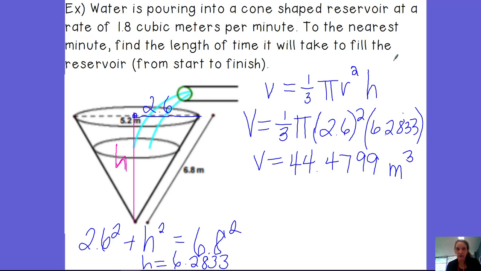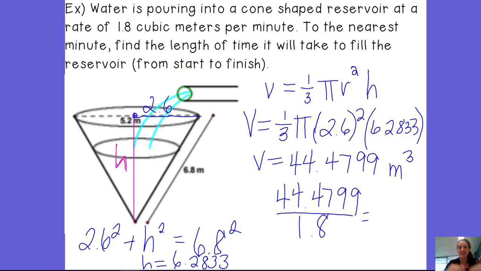So now I know that it's going to take 1 minute to fill up 1.8 cubic meters of water. So I can take the total amount of water and divide it by the rate. So I'm going to take the volume and divide it by the rate, 1.8 cubic meters per minute, and that's going to give me the time that it's going to take to fill up this cone. So I'm just going to divide that by 1.8, and I get 24.7 minutes to fill up this cone-shaped reservoir with water.